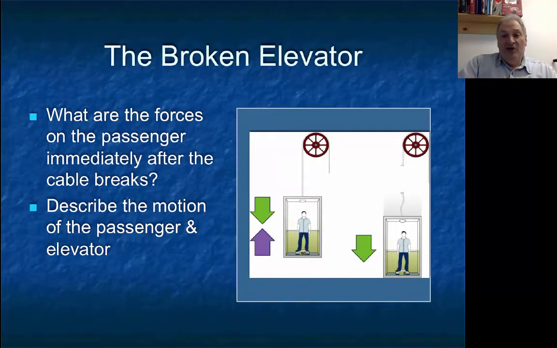The elevator also accelerates downward at the same speed because it also experiences a gravitational force down. The gravitational force is proportional to the mass of the passenger and the mass of the elevator, and that works out in such a way that it exactly cancels, and so they both experience the same acceleration even though the forces on them are different.